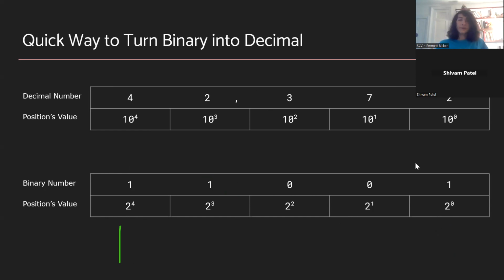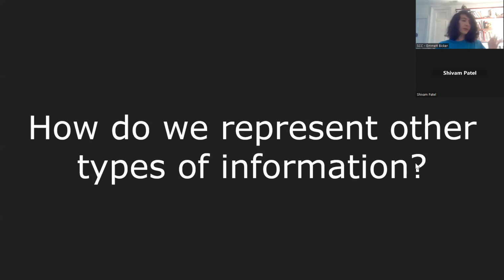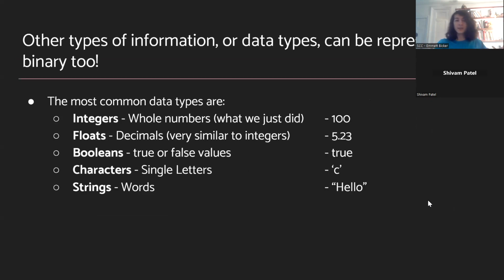So how do we represent other types of information? We just talked about how you count whole numbers, which is great. You use whole numbers all the time in computers, but there's other types of information which are prevalent in computer science, and it's important for us to be able to represent them. So I'm going to talk about floats, then booleans, and characters, and strings.